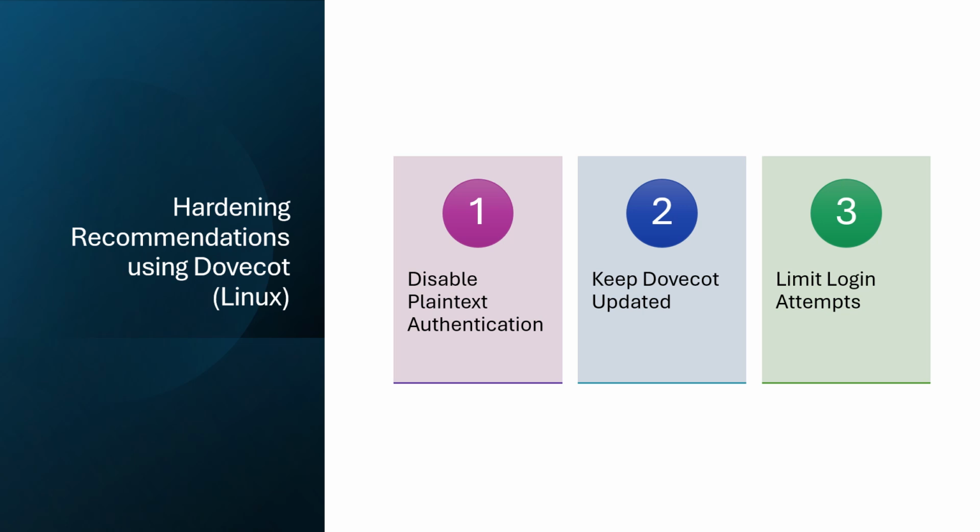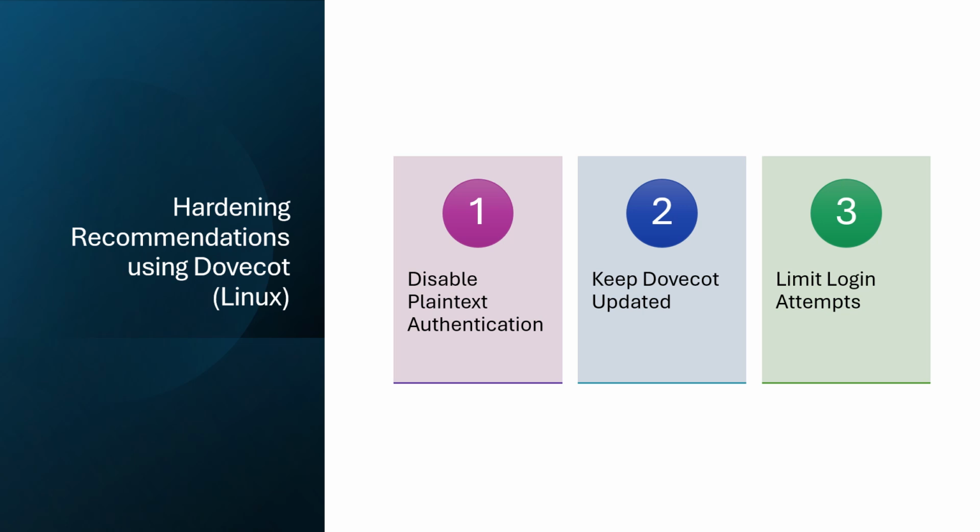To do this, you're going to want to edit your Dovecot files and find where it says disable_plaintext_auth and set this to yes instead of no. Next, use sudo systemctl restart dovecot to apply your changes. Doing this ensures all user credentials are encrypted before transmitting and significantly reduces the risk of data exposure.